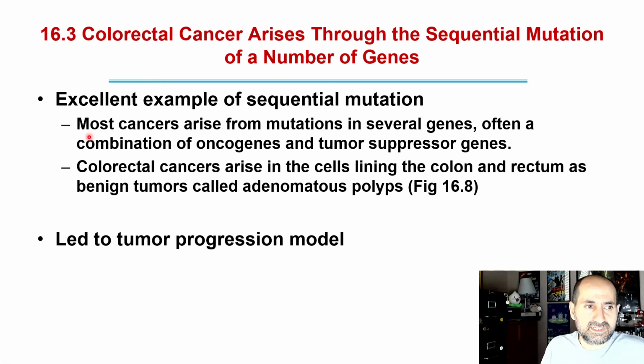Okay, so remember, again, most cancers arise from mutations in several genes, not just one gene. Very few cancers are caused by one gene. Often a combination of oncogenes and tumor suppressor genes need to be mutated. Colorectal cancer, this is one I'm going to show you. Colorectal cancers arise in cells lining the colon and rectum as benign tumors called adenomatous polyps, and then they progress into metastasis. And here's how it works.